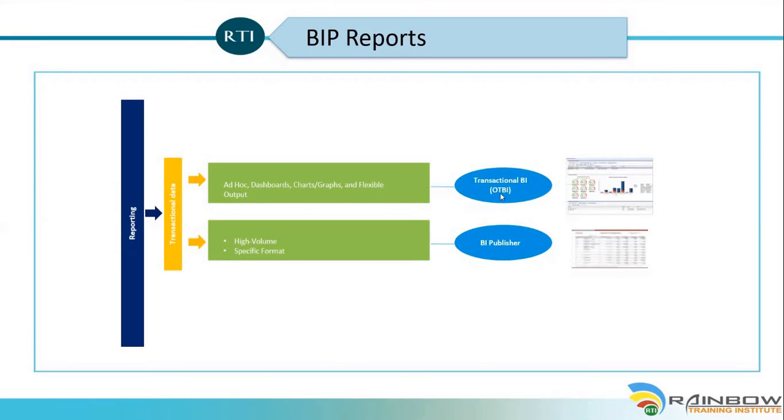OTBI stands for Oracle Transactional Business Intelligence. This is a new type of report that you can build only in ERP Cloud. We didn't have this option in eBusiness Suite. In eBusiness Suite, you have an option to build a BIP report, but not OTBI. So when you have 2 options, obviously the comparison comes into picture, right? When to use which option?